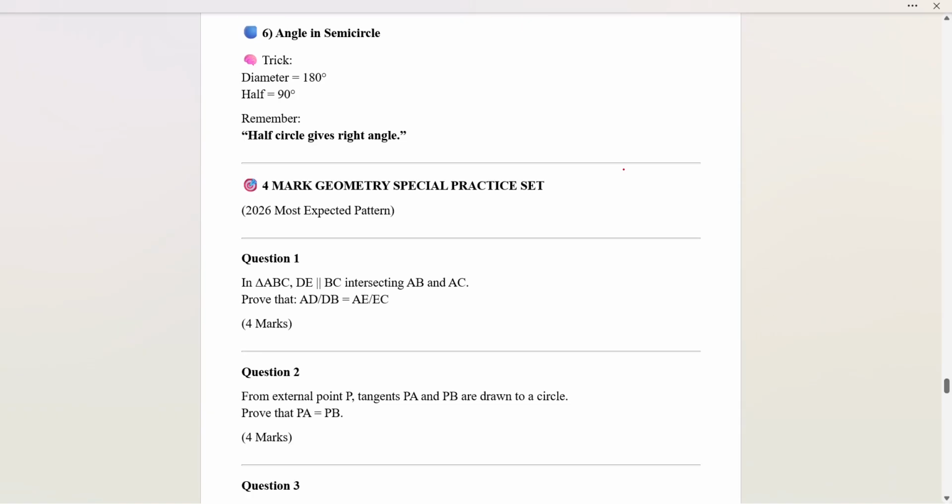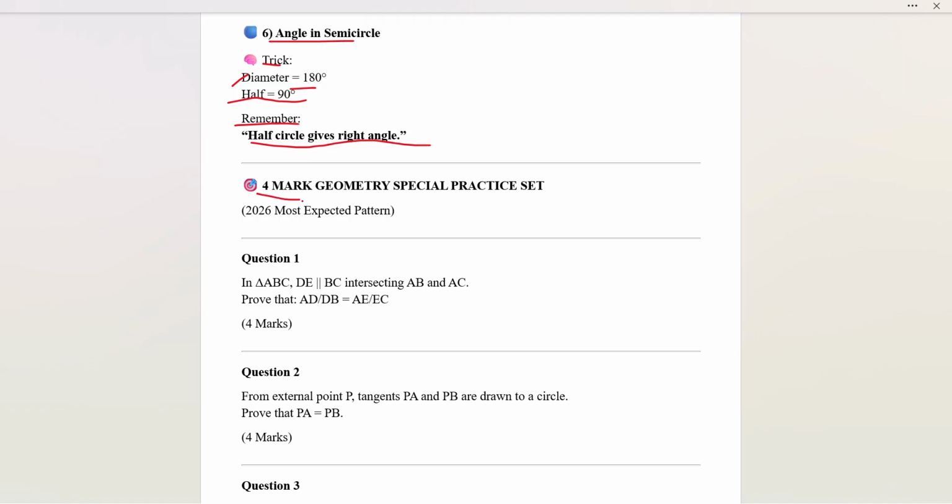So next is angle in a semicircle. For that, the trick is: diameter is equal to 180 degree, so half is equal to 90 degree. Okay, so it is a trick for angle in a semicircle. Remember that statement: half circle gives right angle. Okay, so that's a small sentence for you to remember the angle in a semicircle.